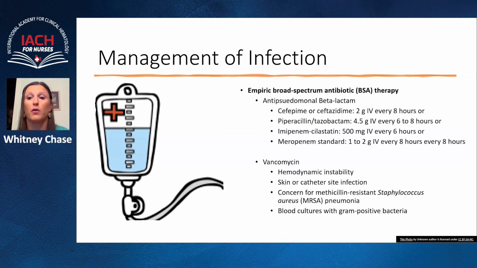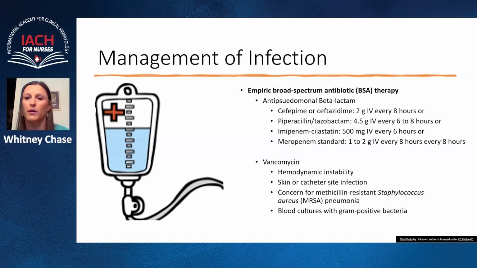Monotherapy with an anti-pseudomonal beta-lactam is what's recommended, such as cefepime, piperacillin-tazobactam, or a carbapenem. And listed here are some of the typical starting doses for patients with normal organ function. Certainly your patient and their allergies or other medications would influence your antibiotic choice, and your institution's antibiogram can be really helpful in informing that choice as well.